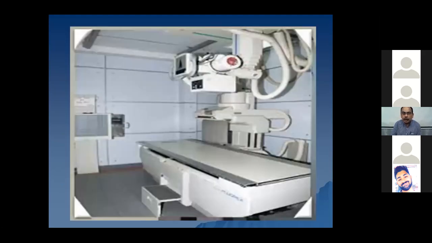This is a typical X-ray unit. You can see the X-ray tube, the table on which usually the patient is placed. This is the stand where the chest X-ray is performed.